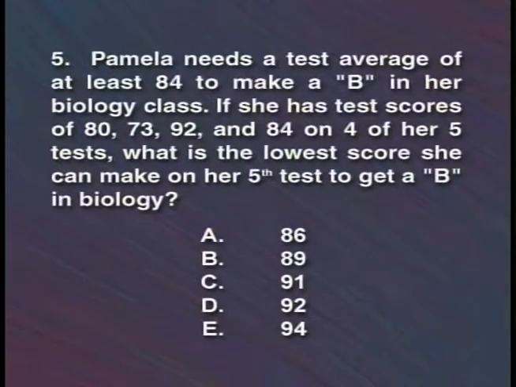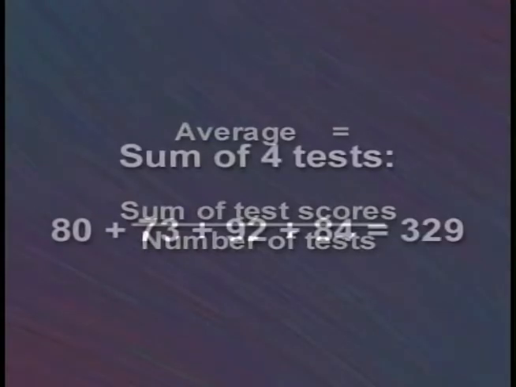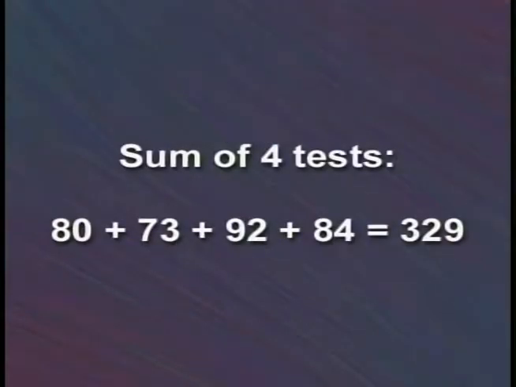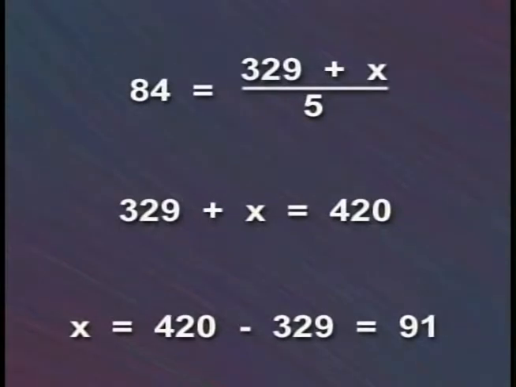The average is the sum of all the test scores divided by the number of tests. Let's add up the 4 test scores that are known. 80 plus 73 plus 92 plus 84 equals 329. Now, Pamela has to average at least 84 to make a B. What is the lowest score that she can receive on the 5th test?